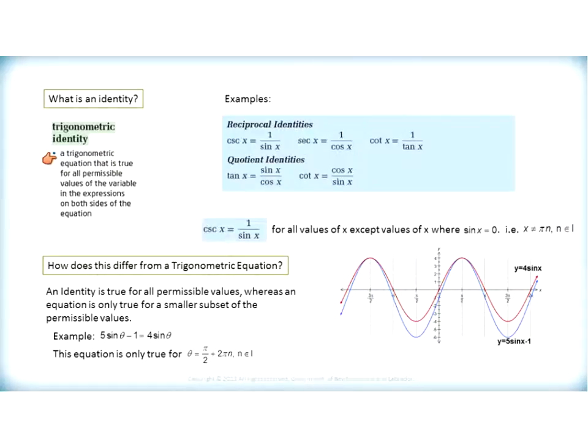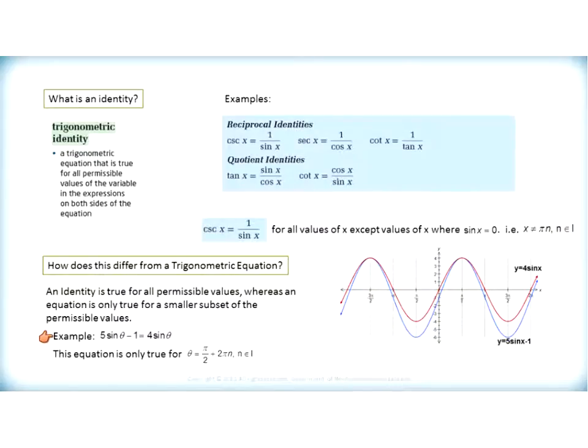So if we go back to our definition here, a trigonometric equation that is true for all permissible values of the variable on both sides of the equation. So again, this is true for all permissible values on both sides of the equation, except, of course, these values of x where sine x equals 0, but again, these are non-permissible values. So it is true for all permissible values. How does this differ from a trigonometric equation? Well, an identity is true for all permissible values, whereas an equation is only true for a smaller subset of the permissible values.